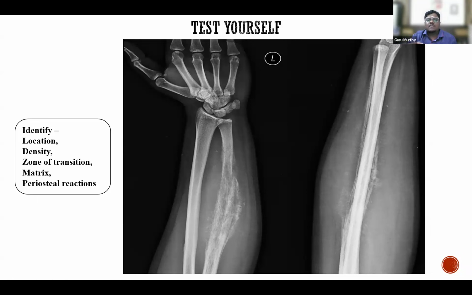So basically, this entity has all the types of aggressive periosteal reactions. Even if you get a single type of aggressive periosteal reaction, think of an aggressive entity. With the proper clinical context, suspect neoplasm or osteomyelitis.